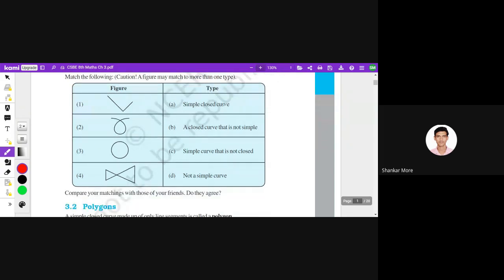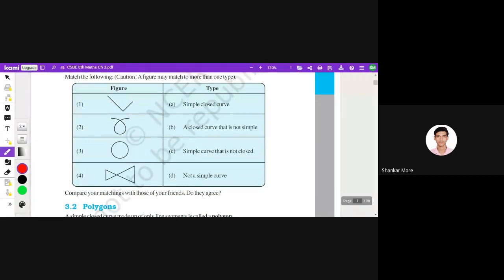So we'll go with the types and then we can go with the figures. So can you tell me which of them are simple closed curves? You need to put your answers in the chat box. Which of them are simple closed curves? I hope my voice is pretty clear. If there's any issue with my voice, you can let me know. Okay. Okay, I can see every one of you has put in their attendance. Okay, 3 and 4 are simple closed curves. What about others? Do you have any other answer?